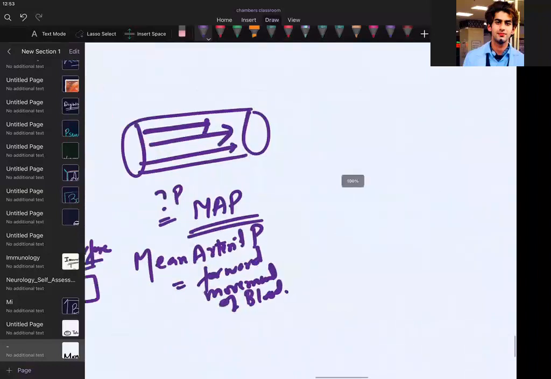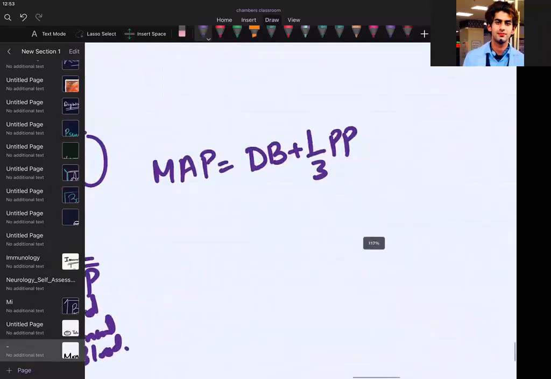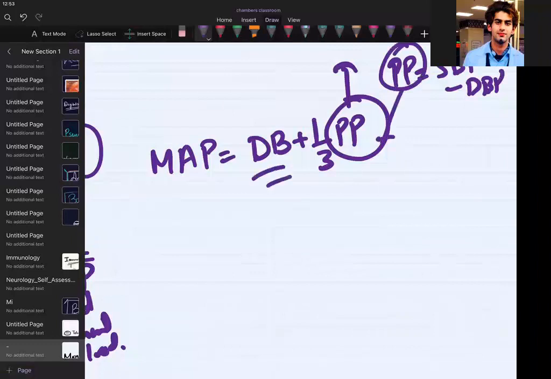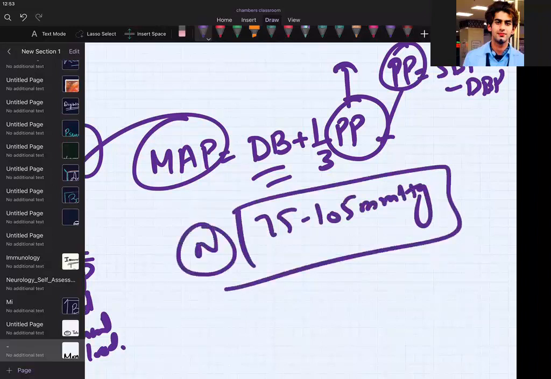Okay. What is the value of mean arterial pressure? Already discussed in previous videos. MAP is equal to diastolic BP plus 1/3 of pulse pressure. So when the question comes, what is the MAP? You have to derive the PP first: systolic BP minus diastolic BP, and then substitute this value here, and you will get the value of MAP. Around 75 to 105 mmHg is the normal value.